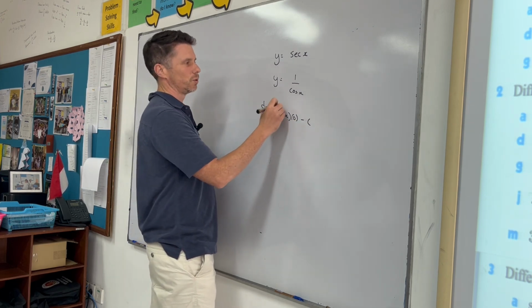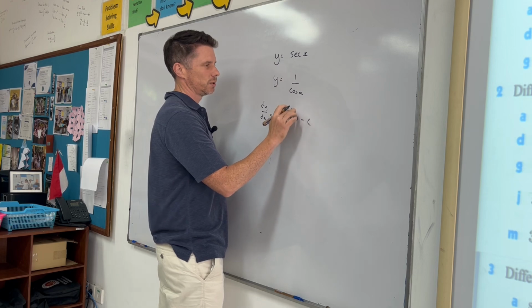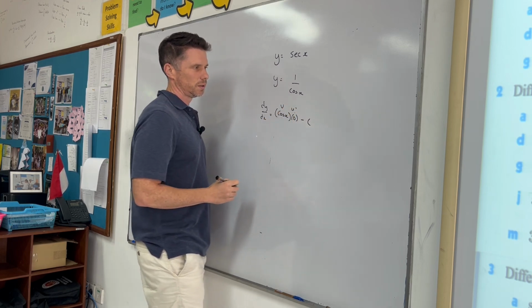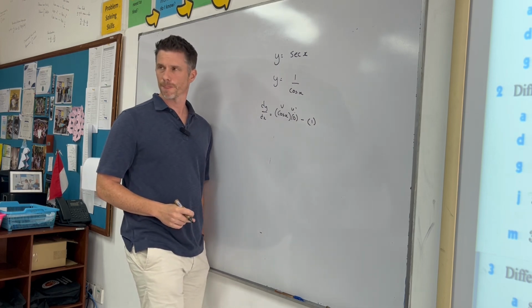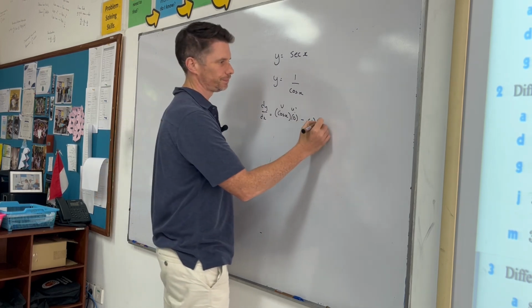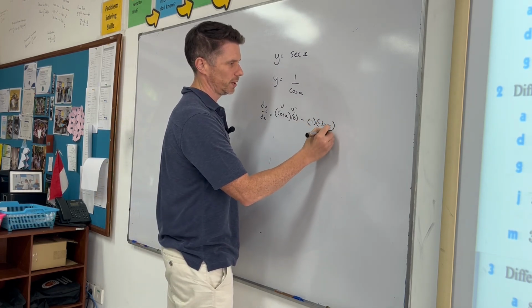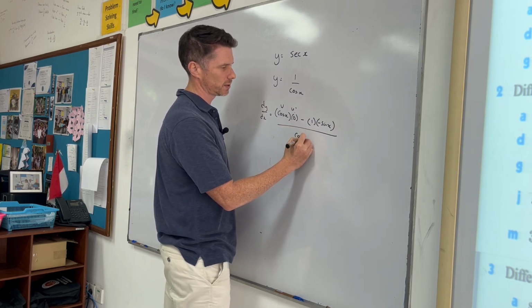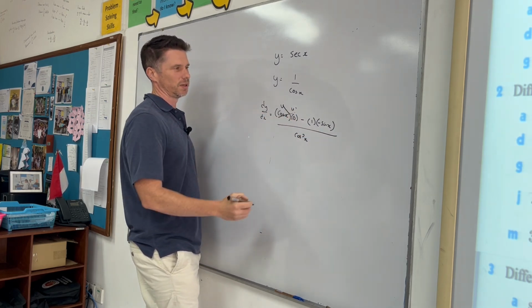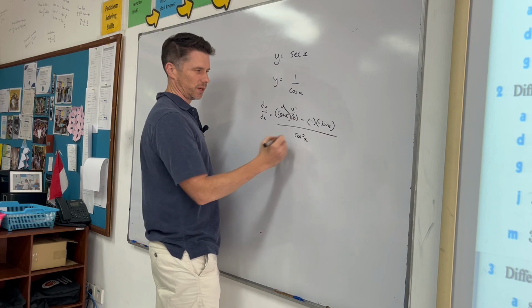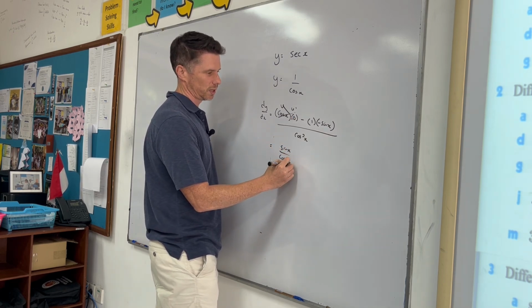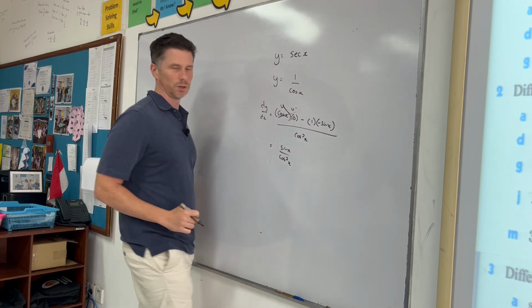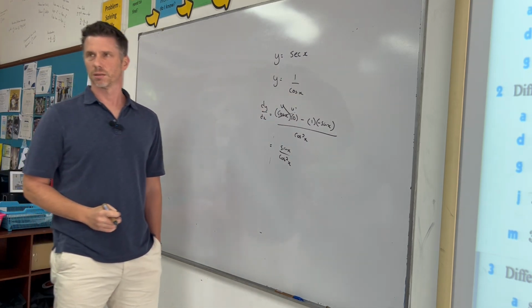I'm using the quotient rule, vu dash, not u dash v, minus 1 times, what's the derivative of cosine x? Okay, all over cosine squared x, yeah? So that's gone anyway. So we get, and that's positive now, so we get sine x over cosine squared x is the derivative of sec x.